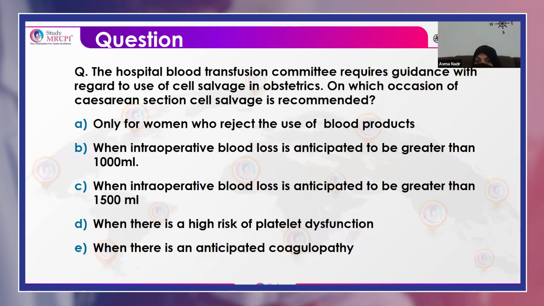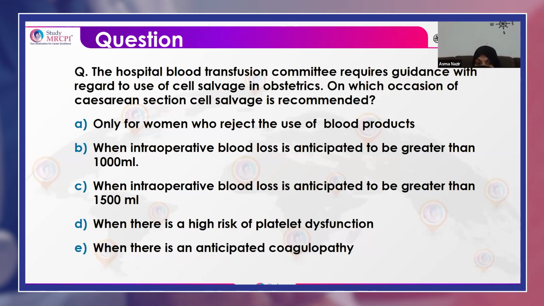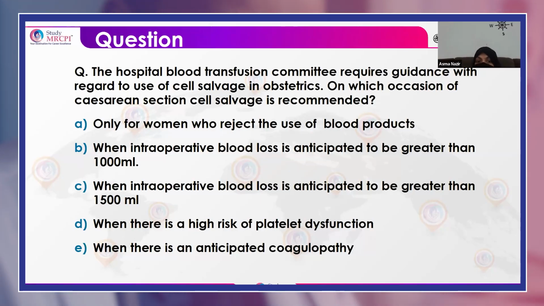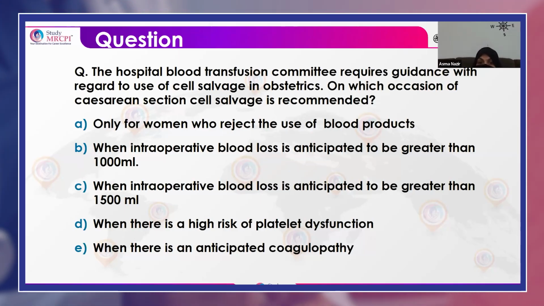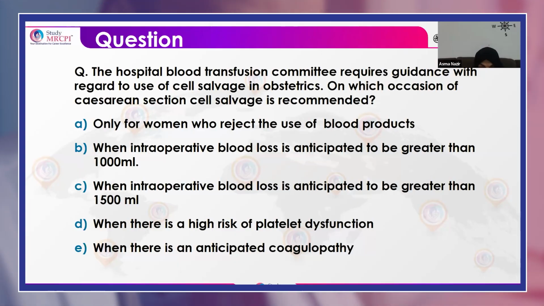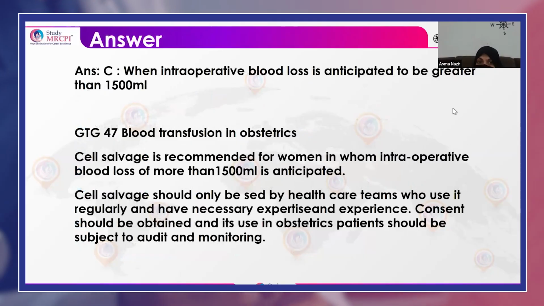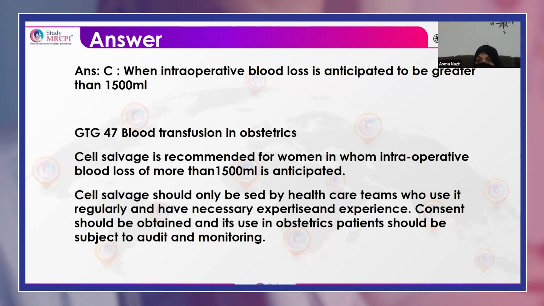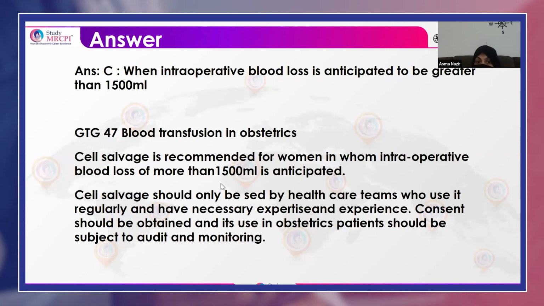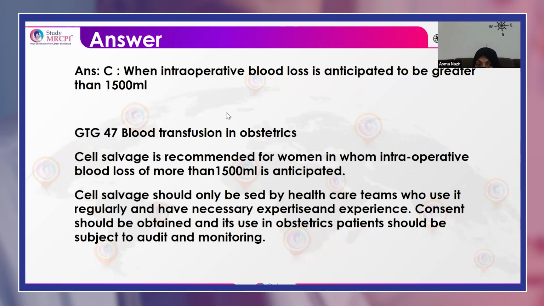Option B, when intraoperative blood loss is anticipated to be greater than 1000 ml. Option C, when intraoperative blood loss is anticipated to be greater than 1500 ml, or when there is a high risk of platelet dysfunction, or when there is an anticipated coagulopathy. So the answer is when intraoperative blood loss is anticipated to be greater than 1500 ml. This is the reference taken from the Green Top guideline of blood transfusion in obstetrics. It is recommended when intraoperative blood loss is more than 1500 ml.